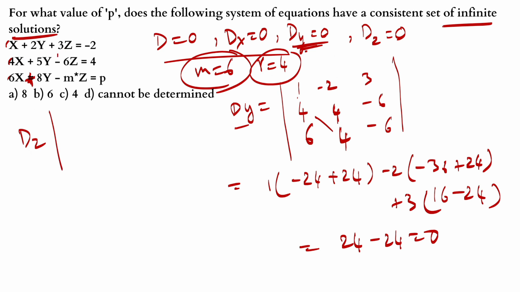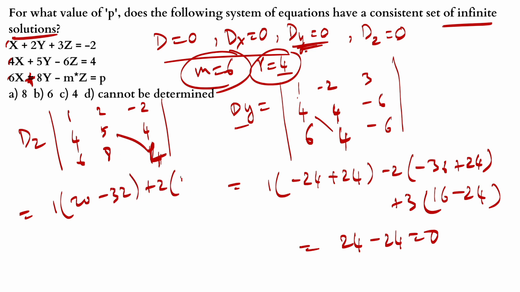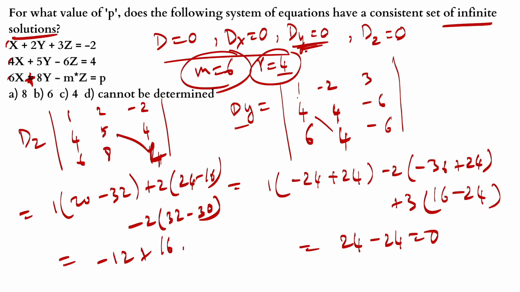And what about det of z? Det of z is calculated as 1, 4, 6, 2, 5, 8, p. We know the value of p is 4. So substitute it. Now just calculate the determinant. Det of z is equal to 1 into 5 into 4. 5 into 4 is 20. 20 minus 32. Plus 2 into 24 minus 16 minus 2 into 32 minus 30. Right? So 5 into 6 is 30. So this will be equal to minus 12 plus 24, 16 and 2. This is 16 and this is minus 4. So this is minus 16 plus 16, which is equal to 0, right? So we also arrived at det of z is equal to 0.